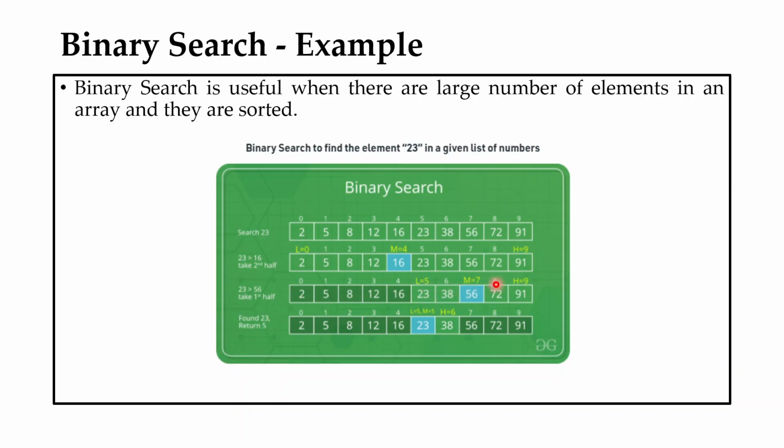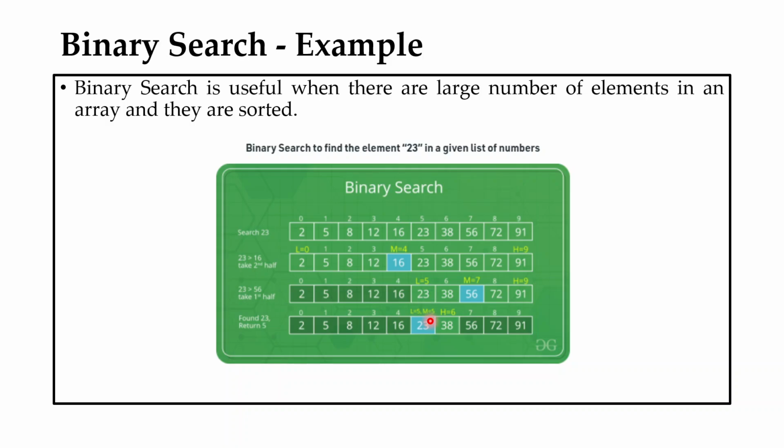So now what do we do here? I will change H from 9 to M minus 1. So it becomes H is equal to 6. So now there are two elements. In the two elements, I'll find the median value, M is equal to 5. Then I'll compare 23 with 23. I have got the corresponding output.